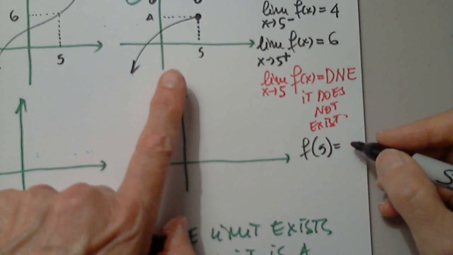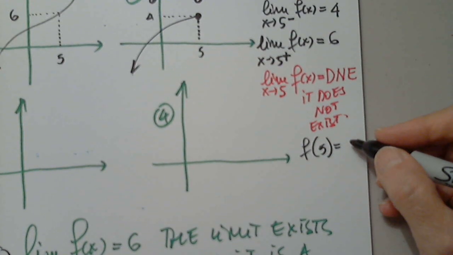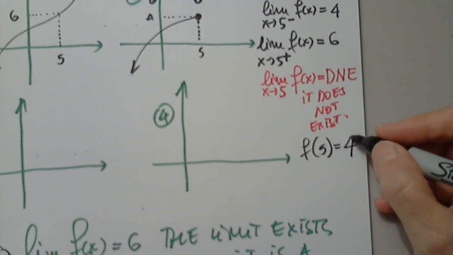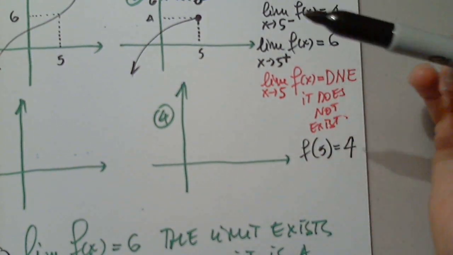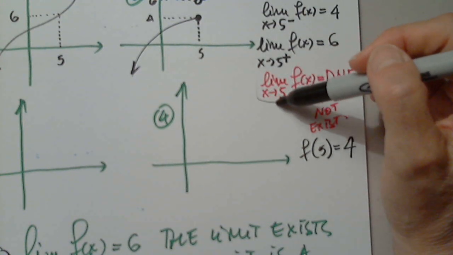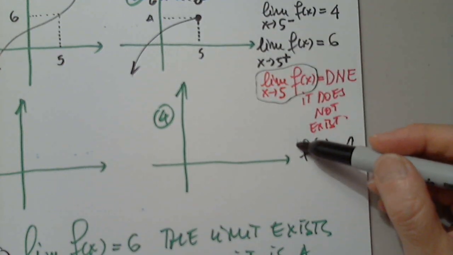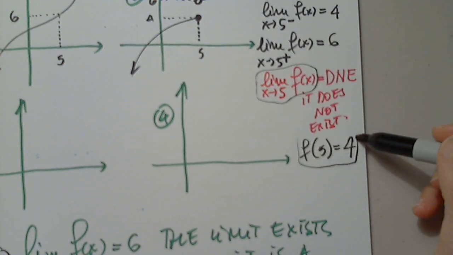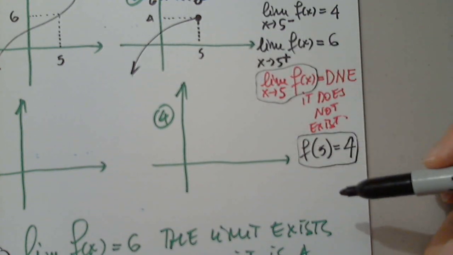Can anyone tell us f of 5 for this function? That's like 4. Very good. Awesome. A question here: is there any connection between the limit and the function value? Can the limit exist without the function value?